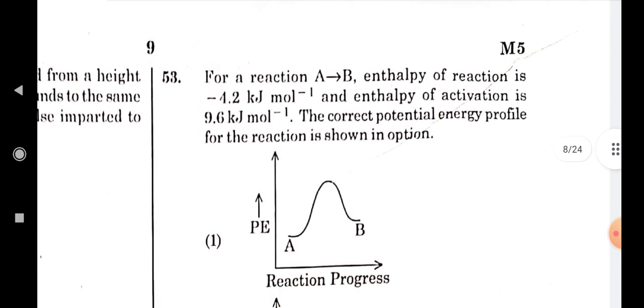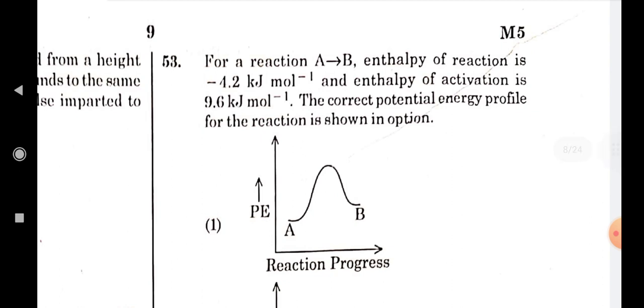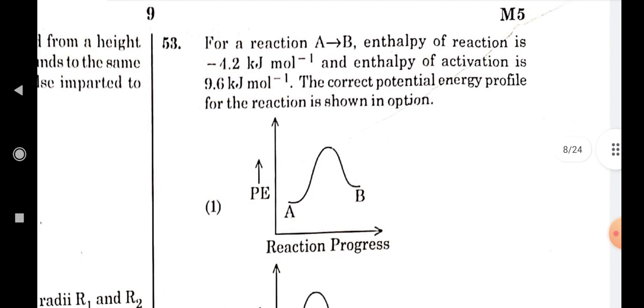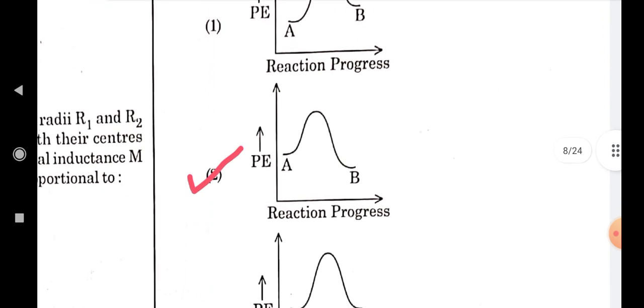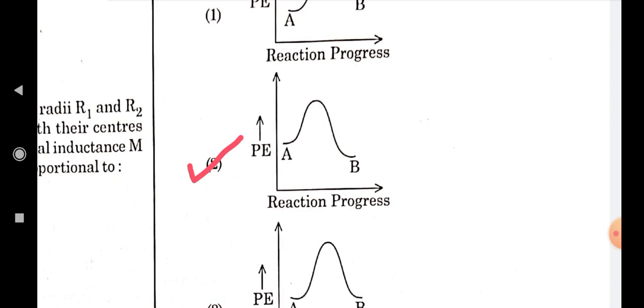Next, for the reaction A to B, the enthalpy of reaction is minus 4.2 kilojoule. This minus 4.2 kilojoule is the main thing in this question, and the enthalpy of activation is given. Now you have to tell me the correct potential energy graph. The enthalpy of reaction is negative, so what does it indicate? It indicates that the energy of the reactant will be higher than that of the product. In the potential energy diagram, in option number 2 you can see the energy of the reactant, that is A, is higher in comparison to the product, that is B. So it will be the correct answer.